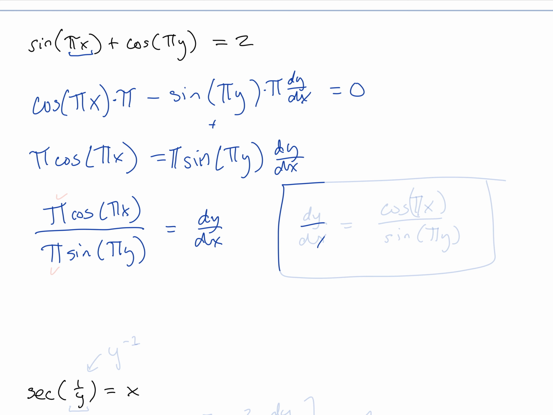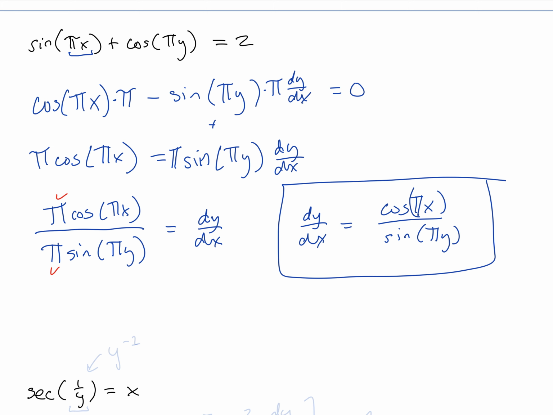And there's a pi in both terms. Might as well get rid of those. So in the end, I could have the slightly simplified version, dy dx is equal to cosine of pi x over sine of pi y. And that is dy dx.